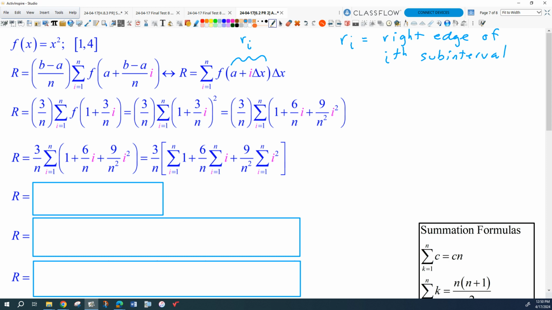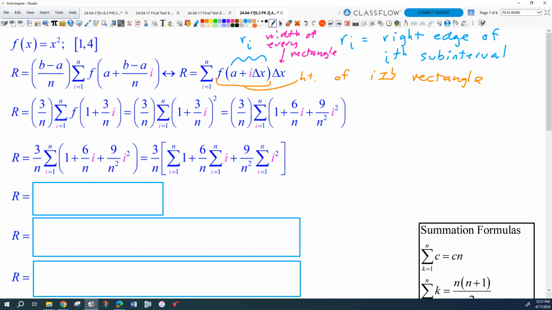The value of the function at the right edge, this whole thing right here, is just giving us the height of the ith rectangle. Everybody see that? Okay. And then what is this? This part right here is just the width of every rectangle, including the ith rectangle.